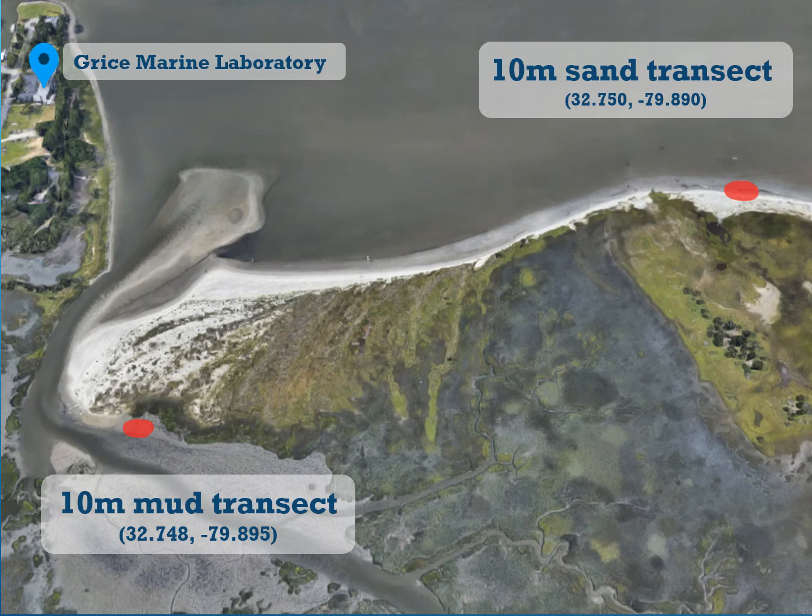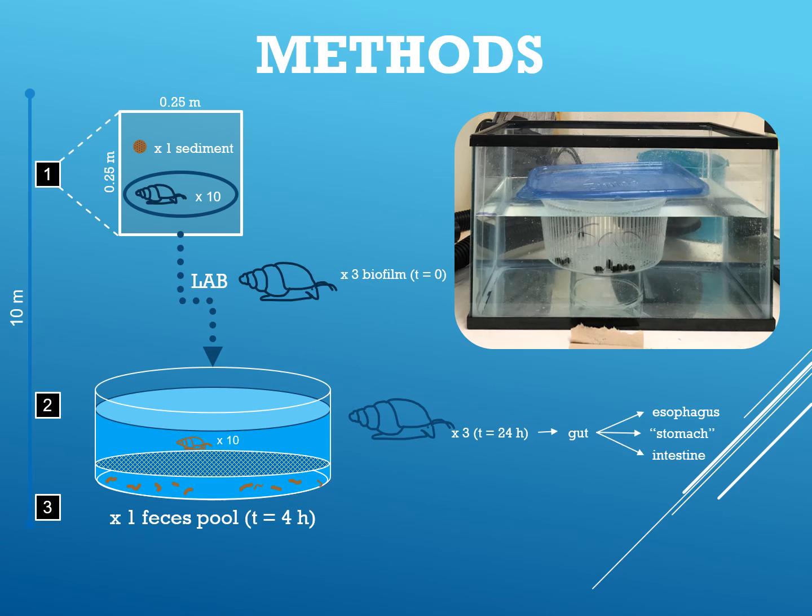A 10-meter transect was laid at two sampling locations, a mud flat and a sand flat near Grice Marine Lab. At each location, 30 snails were collected haphazardly from three quadrats along the transect, and sediment cores were also collected. Snails were swabbed to obtain a biofilm sample, were cleaned thoroughly, and placed in three tanks containing sieves.